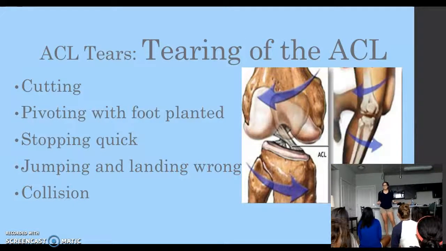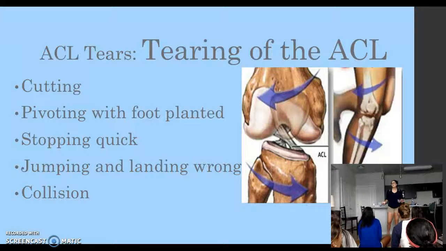How can we tear our ACL? There are actually many different ways that we could tear the ACL. One is cutting. One, which was my case, was planting of the foot and turning. Another is stopping quick. Another is jumping and landing wrong, which is in the case of basketball a lot of times. And last is collision, which happens a lot in football.